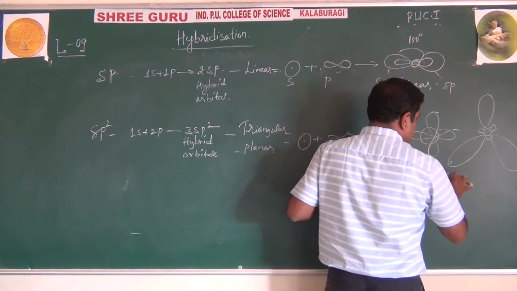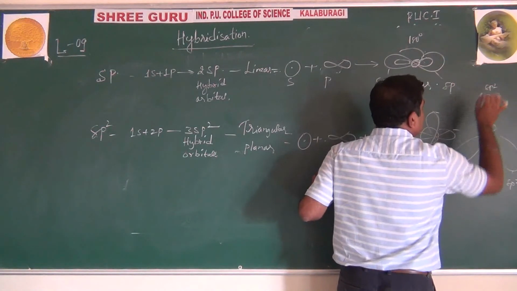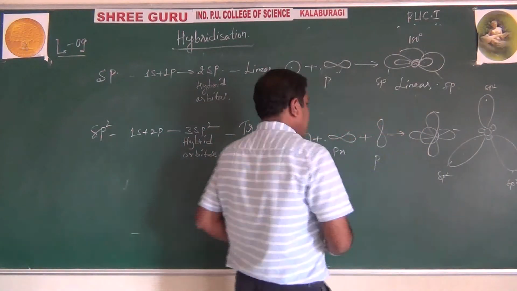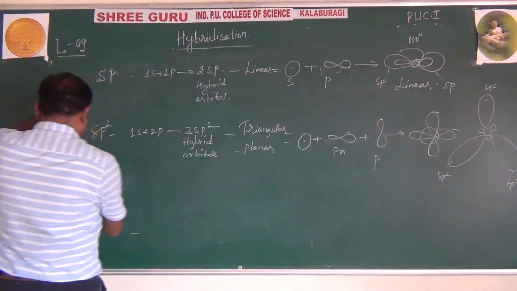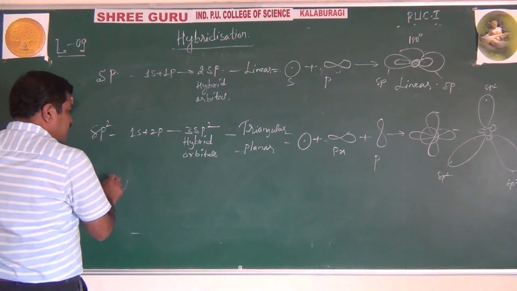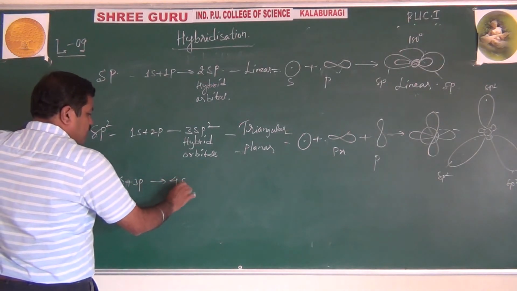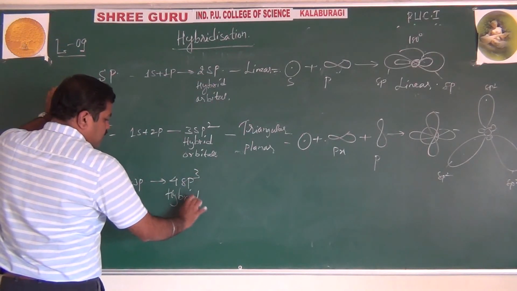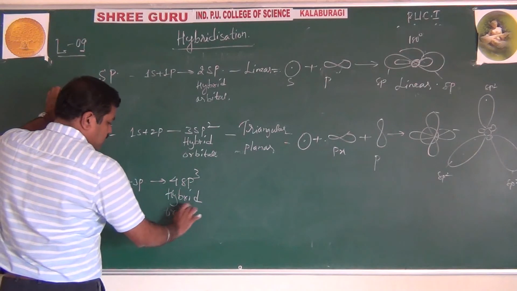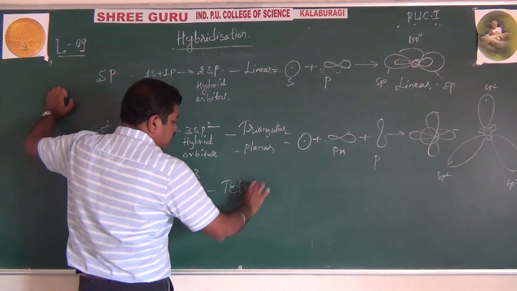This is sp2, this is sp2 and this is sp2. This will be triangular planar. Then sp3: one s and three p orbitals combine to form four sp3 hybrid orbitals. That is tetrahedral geometry.